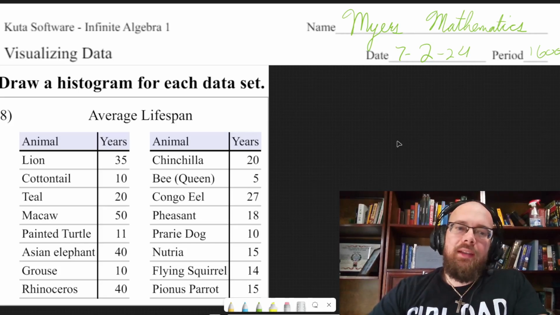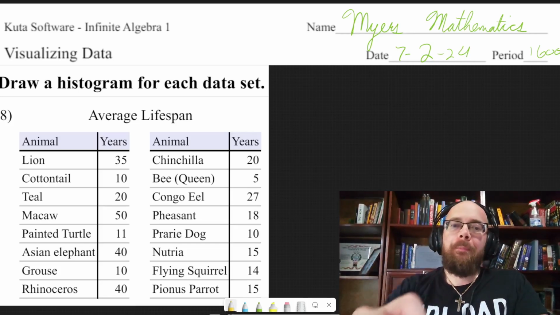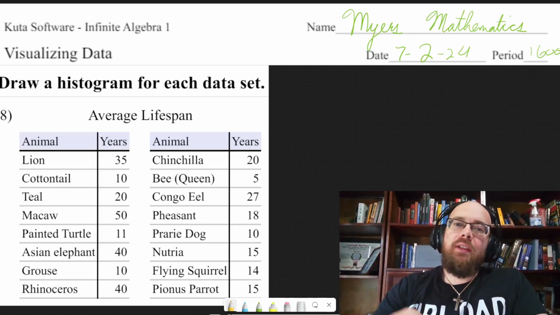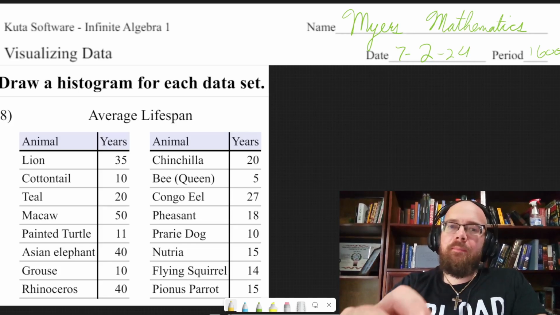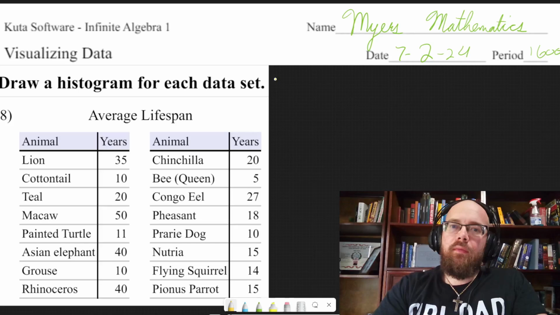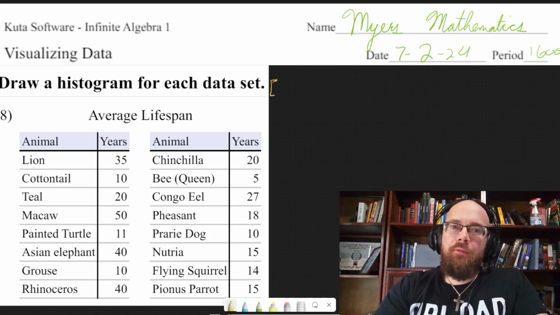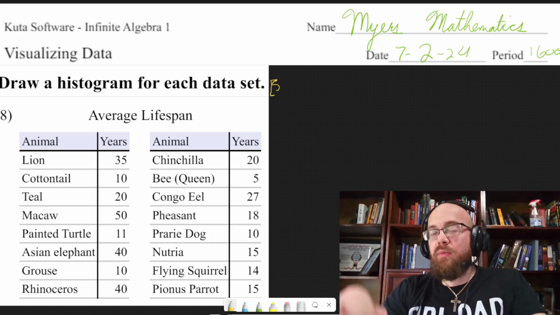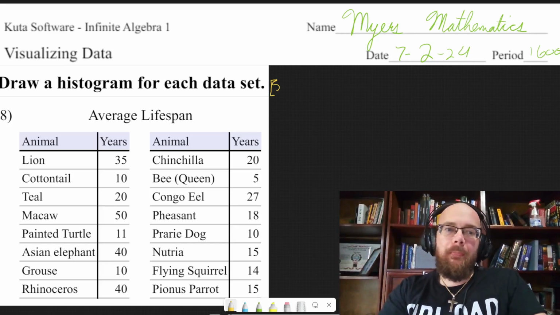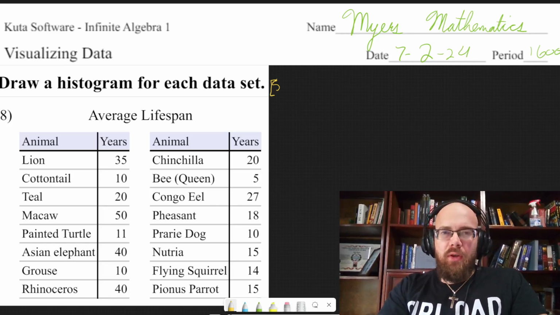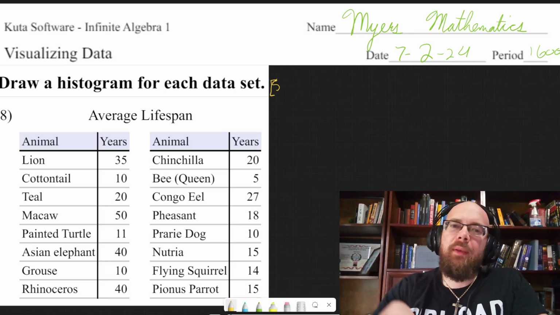So let's go ahead and organize this data. In order to put it into a histogram, we need to know how many of each category there is. Starting with 5, it looks like there's nothing less than 5, right? So there's a bracket there because we'll start at 5. I think the thing that lives the longest is the macaw at 50, but I think we'll go by 5s. I think we got space for it.